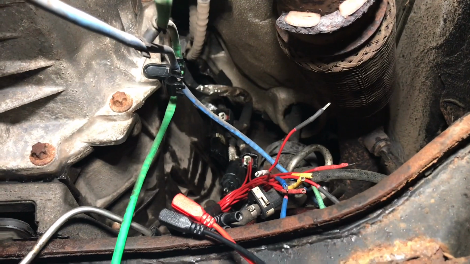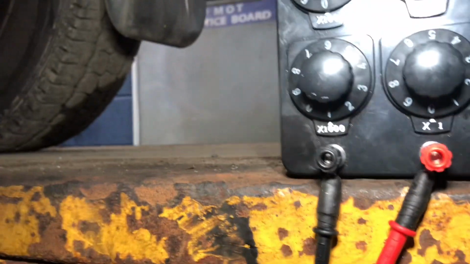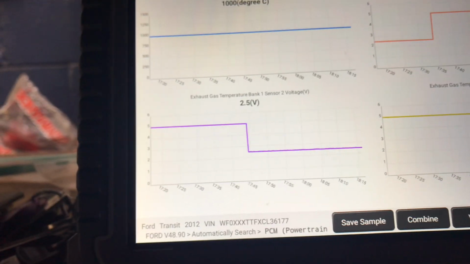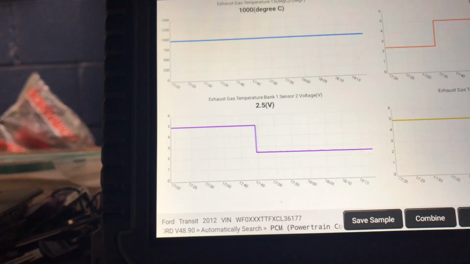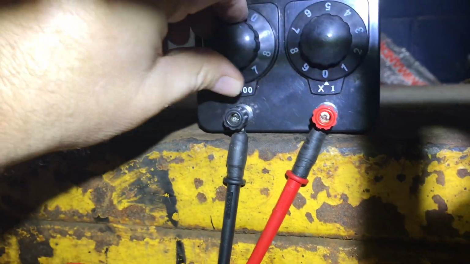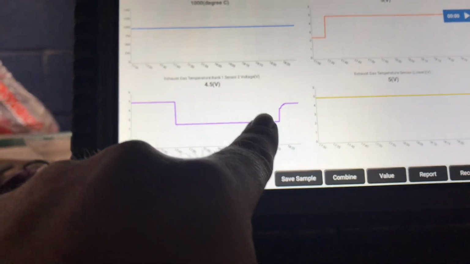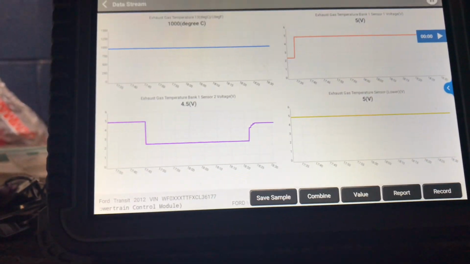Sensor number 2 now, and you can see at 1000 ohms we're getting down. So you see exhaust gas temperature, bank 1, sensor 2, 2.5 volts, and we'll take that up again, let's just go up to 9000 ohms. That's 9000 ohms. And you can see that one reacts slightly different. No, it doesn't. It's exactly the same.